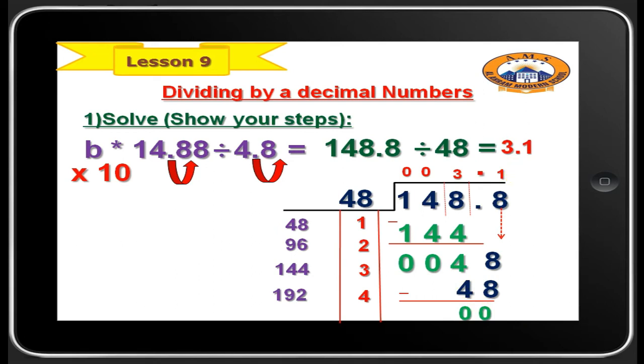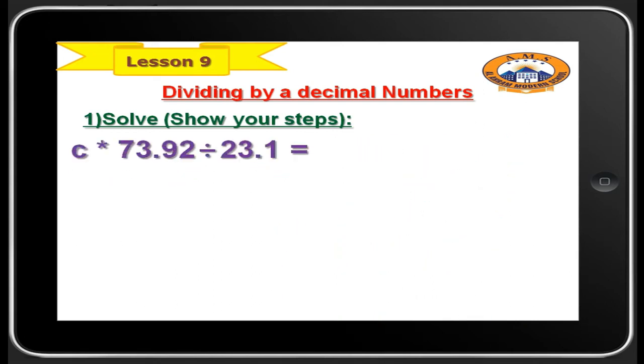Now let's have another exercise. If I wanted to divide 73.92 divided by 23.1, the first step is to look at the divisor. Here we have a decimal point, and we can't do operations when we found a decimal point here. So let's change it to become a whole number just by multiplying by 1 decimal.